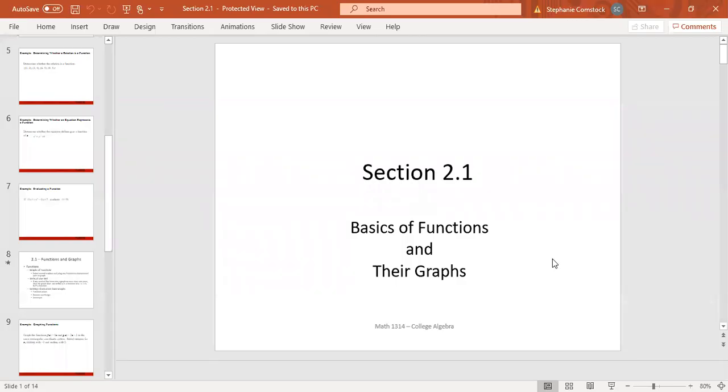Okay, in this video for section 2.1, we're going to be looking at a little more information about functions, specifically graphs of functions and the vertical line test.